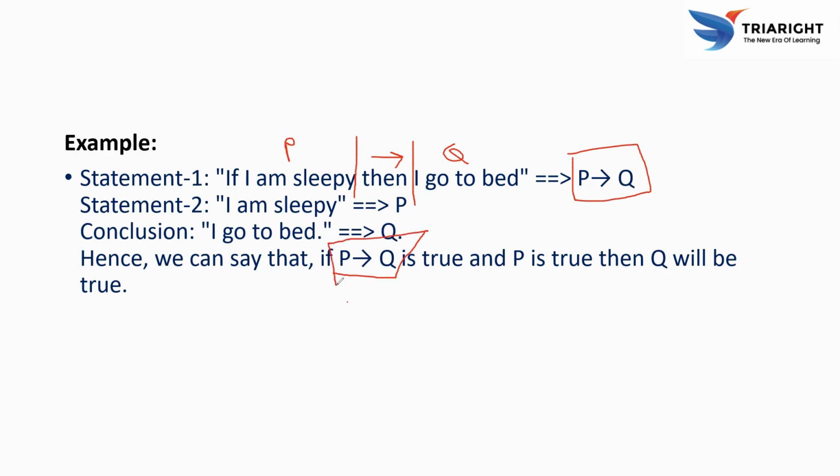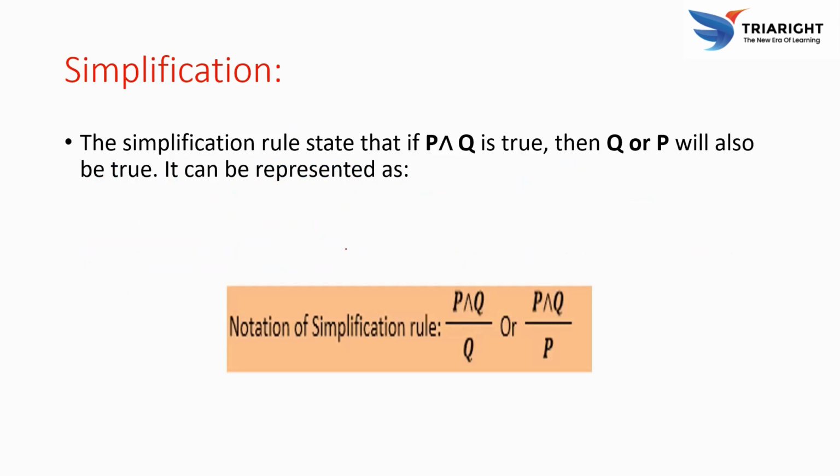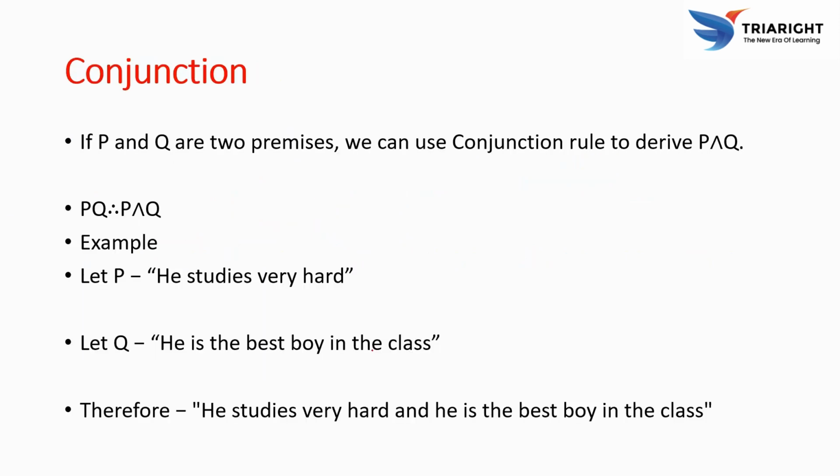If P implies Q is true and P is true, then Q will be true. Like that it implies. The simplification rule states that if P and Q is true, then Q or P can also be represented like this. We have more examples. With P and Q, we can apply conjunction rules or divide P and Q.